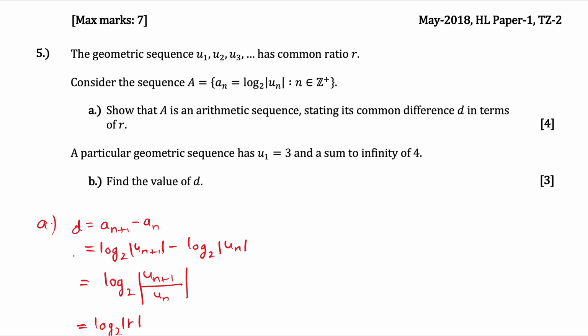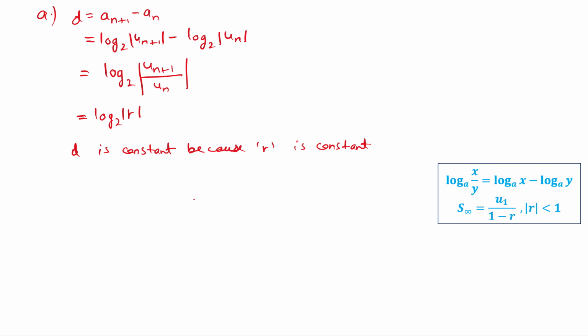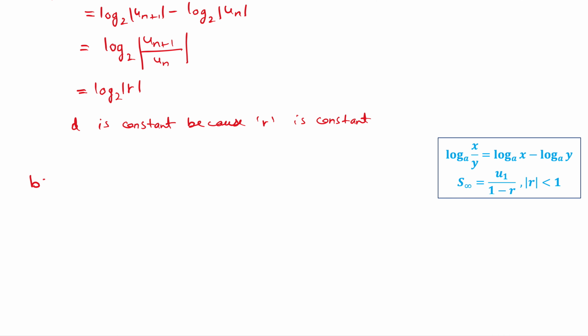Now it says a particular geometric sequence has u_1 equal to 3 and a sum to infinity of 4. Now we need to find the value of d. So for part B, we can use the infinite sum formula for a geometric sequence, and this is equal to u_1, which is 3, upon 1 minus r, which is the common ratio, and this is equal to 4 as told in the question. So we can solve for r.